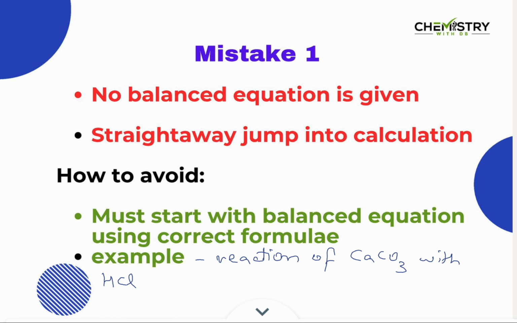Now, the first mistake that students make is that they don't write a balanced equation, because they assume it's a 1-to-1 molar ratio, and straight away they jump into the calculation, which is wrong because the question should always start with a balanced equation. For that, it's very important that you write the correct formula. For example, if you have to write magnesium hydroxide, then you should write Mg(OH)2 and not MgOH. Or if it's sulfuric acid, you write the correct formula of sulfuric acid. So writing the formula correctly is very, very important.